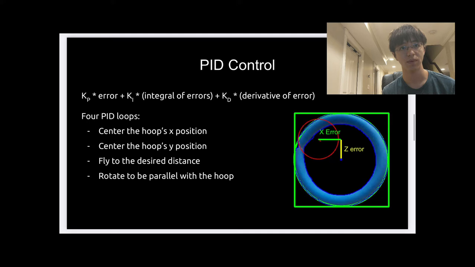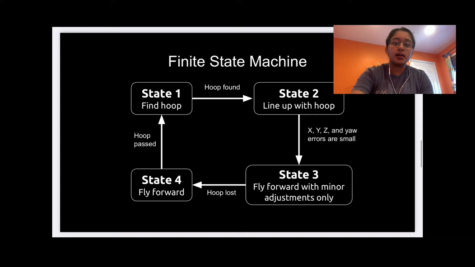We use four PID controllers in our alignment process. Our code makes decisions using a finite state machine. The first state is searching for the hoop by rotating in place at a specified height. Once the hoop is found, the program switches to the second state, where the drone lines up with the hoop. This is where the most adjustments are made. After aligning with the hoop, the drone moves to the third state, where it flies forward while making minor adjustments only. Once the drone can no longer see the hoop, it flies forward for a little longer in the fourth state. At this point, the drone returns to the first state and starts searching for the next color of hoop.